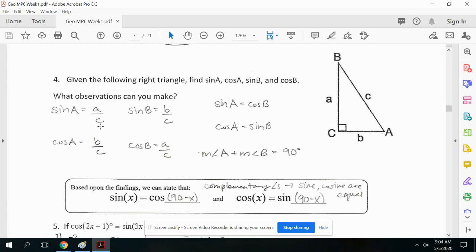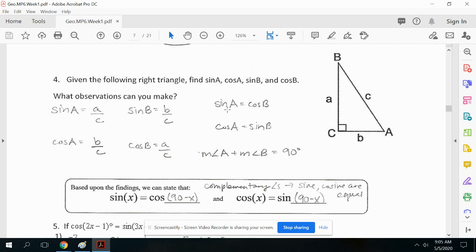So the connection is both sine and cosine divide by the hypotenuse. Okay, so you have that in common. But depending on what the angle is, the opposite and the adjacent can be the same. So what I mean by that is sine of A, the opposite side is A. However, cosine of B, the adjacent side is also A. So sine of A equals cosine of B, as long as you're in the right triangle and they're acute angles. And same thing, cosine of A equals sine of B.